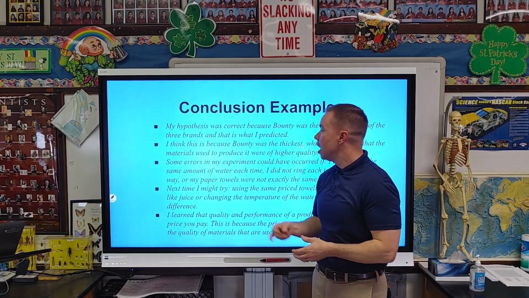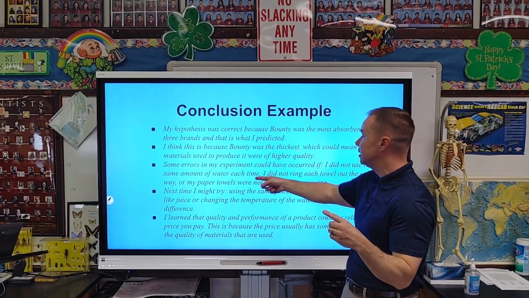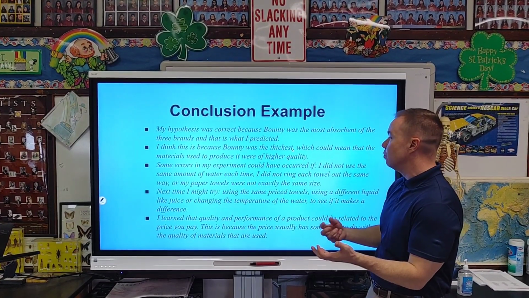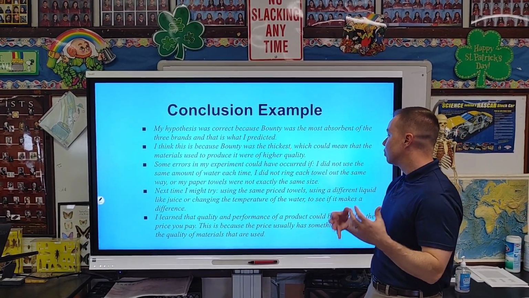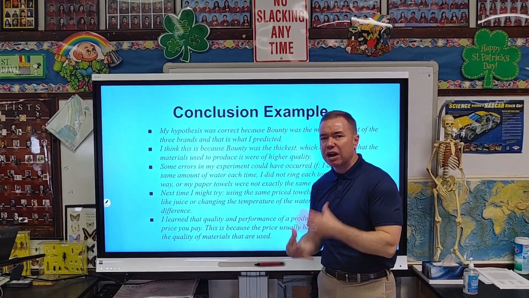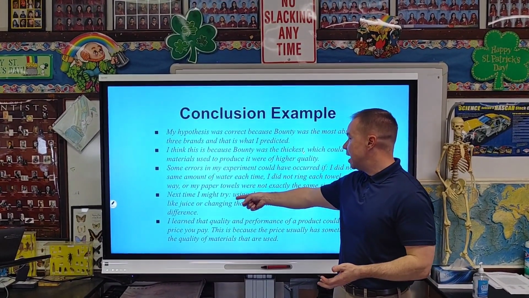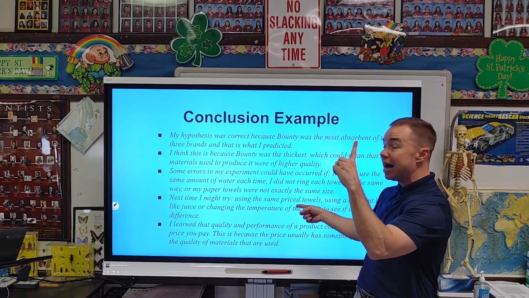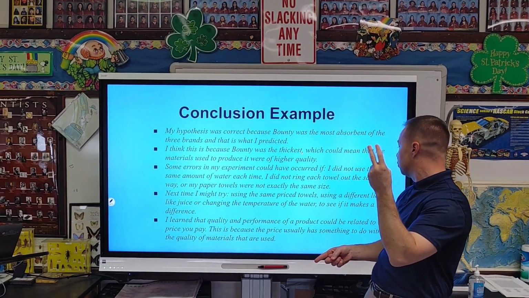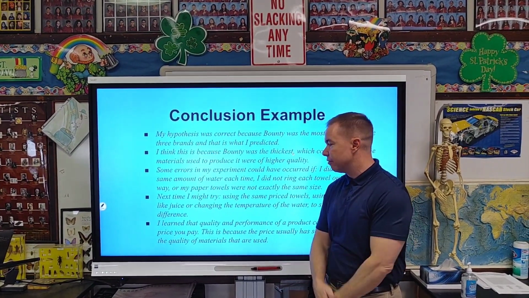That's what I think. Number 3, some errors that could have occurred if, 1, I did not use the same amount of water each time; 2, I did not wring each towel out the same way; or 3, my paper towels were not exactly the same size. Those are 3 possible things that I could have done wrong, that I wasn't careful about in the experiment that could have affected my results. Number 4, next time, I might try using the same price towels, that's 1, using a different liquid like juice, or changing the temperature of the water to see if it makes a difference. Those are 3 different things I would try differently next time.